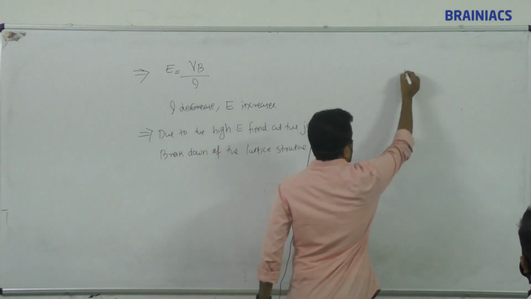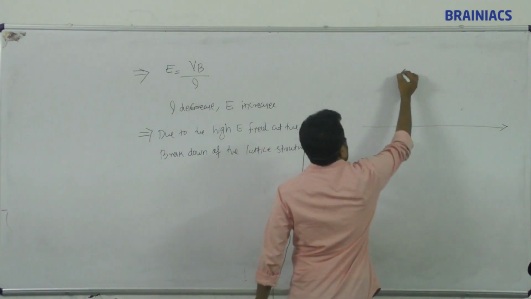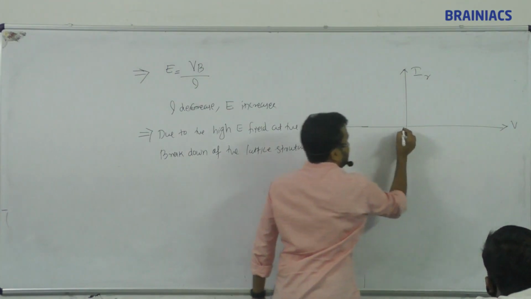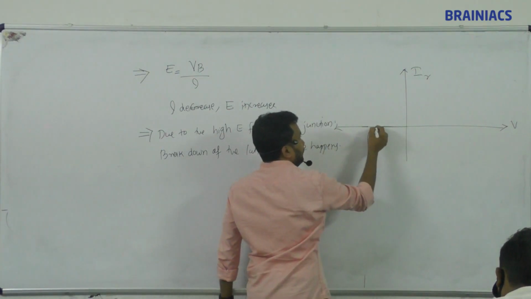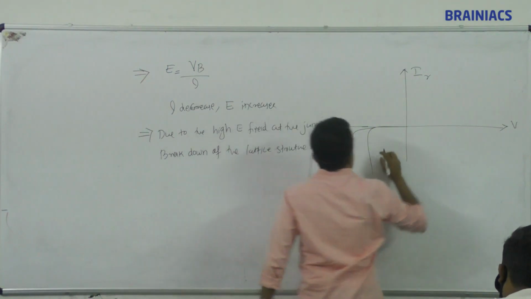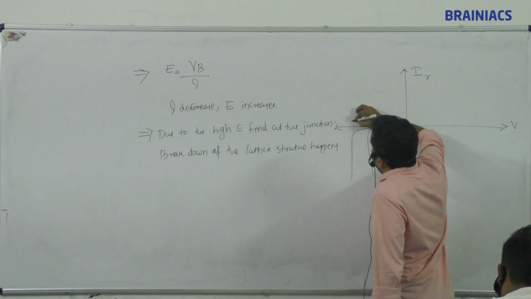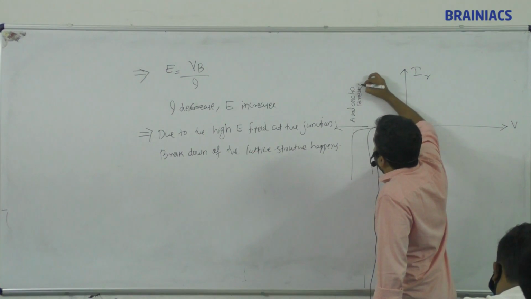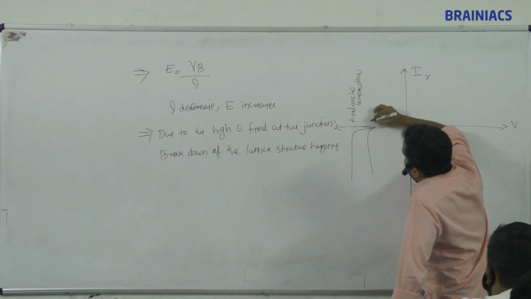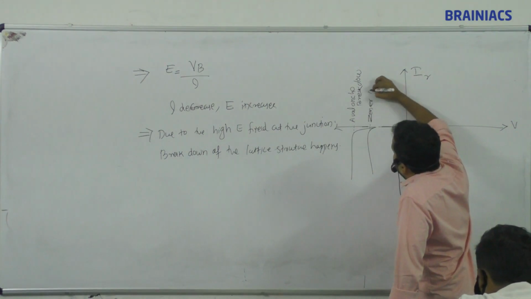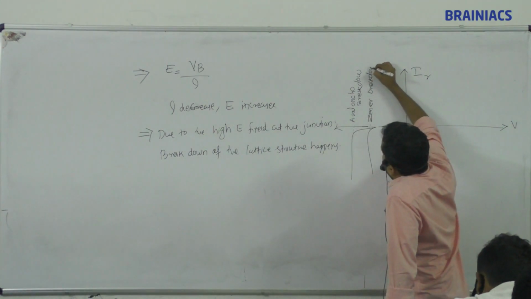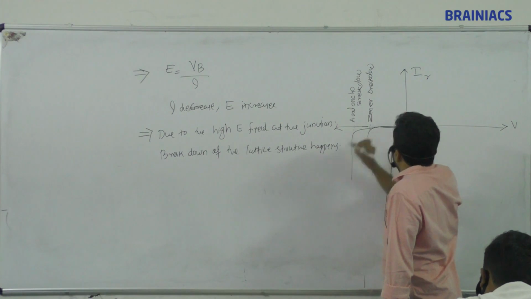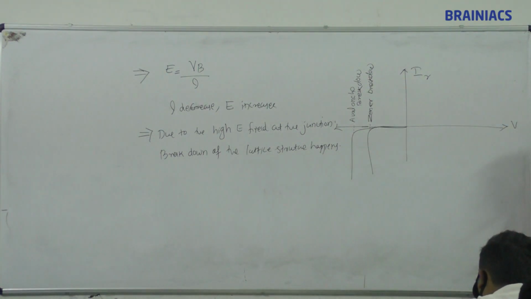Next, let us plot a graph. This is reverse current versus applied voltage. The graph will come like this. This is the avalanche breakdown, the minimum one. This is called Zener breakdown. This line will be very thin, crossing the zero line like this.